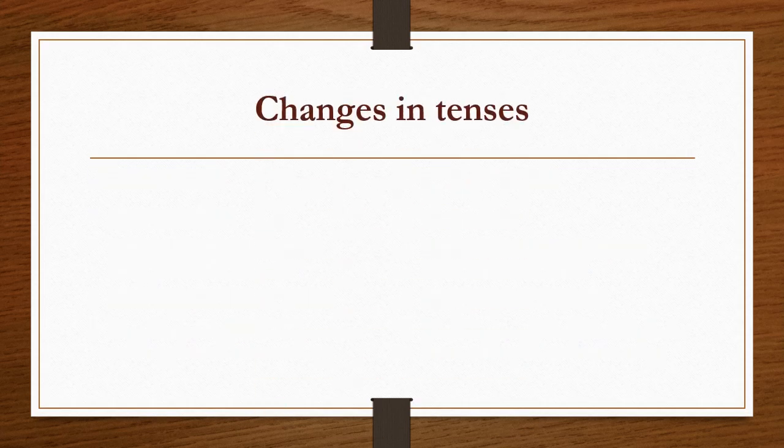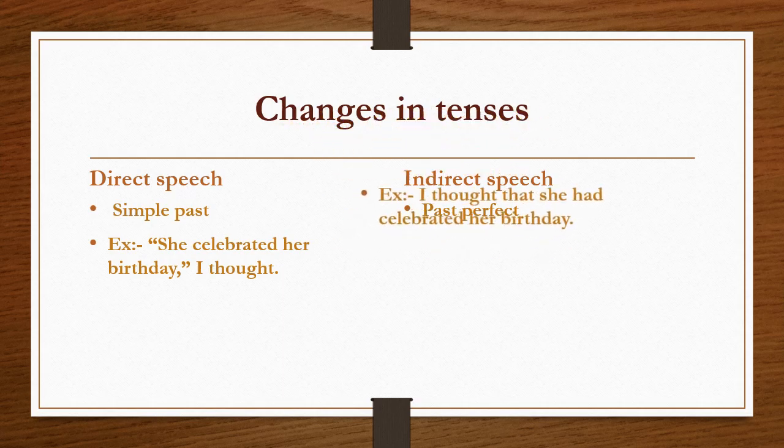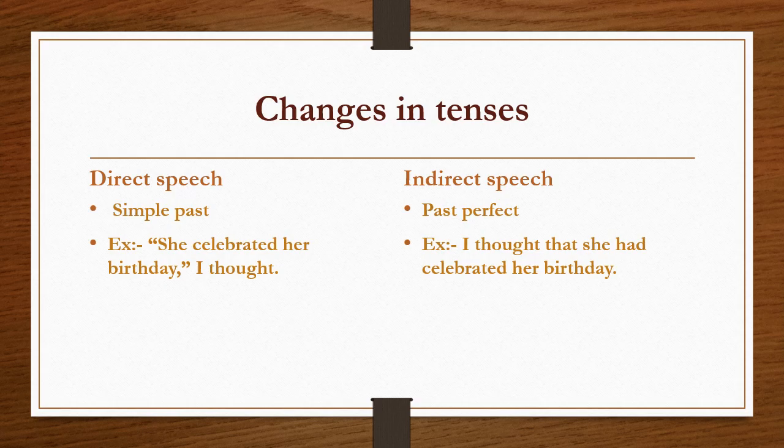Here, let us see the changes in tenses in direct and indirect speech with past tense. If in direct speech the speaker says the simple past, it will change to past perfect tense. For example, "She celebrated her birthday," I thought. Here celebrated is in past tense. In indirect speech, it will change to, I thought that she had celebrated her birthday. Had celebrated is in past perfect tense.